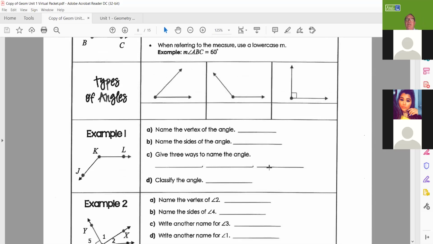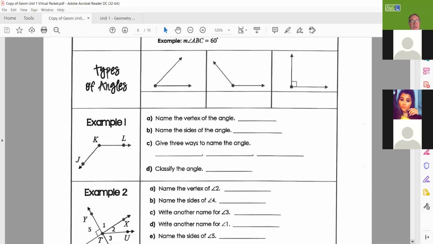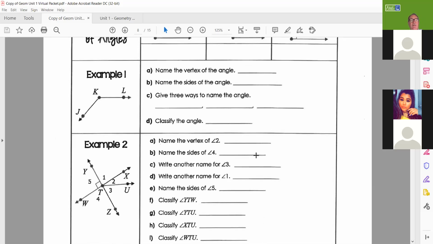Not the midpoint. Oh, shoot, you're right. K is the vertex. Yeah. And there's only one angle that's shown in that example. So there's no possibility of confusing this angle K with some other angle. So if you have that situation, then you can just call it by the vertex. When you get a multiple angle situation like this next example, now you have to use 3 letters. So what's the vertex of angle 2?